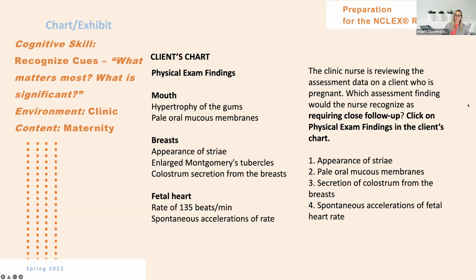A clinic nurse is reviewing the assessment data on a client who's pregnant. Which assessment finding would the nurse recognize as requiring close follow-up? And then it'll prompt you to click on the physical exam findings in the client's chart. Probably on NCLEX, each of these things would have their own tab that you'd have to click on. Is it appearance of striae, pale oral mucous membranes, secretion of colostrum, or spontaneous accelerations of the fetal heart rate?